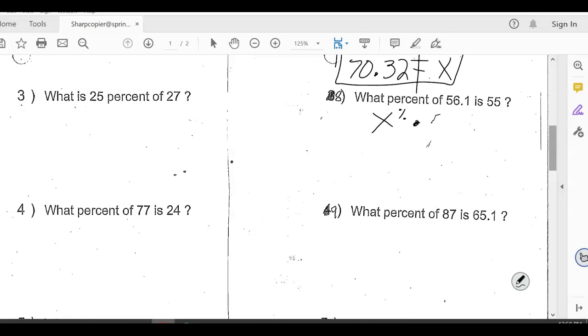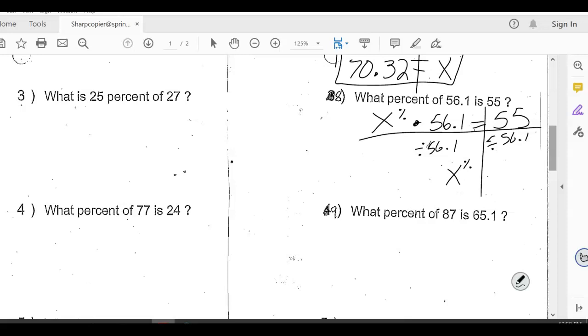Of is multiply. 56 and 1/10 times x is equal to 55. Do I need a T-chart for this problem? The variable by itself? No. So do I need a T-chart? Yes. All right, what do I do to both sides? Tom: Divide by 56 and 1/10. So 55 divided by 56 and 1/10 should get us a really long number.